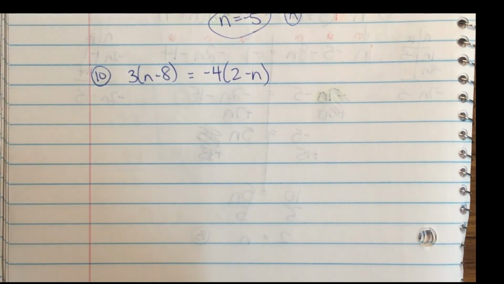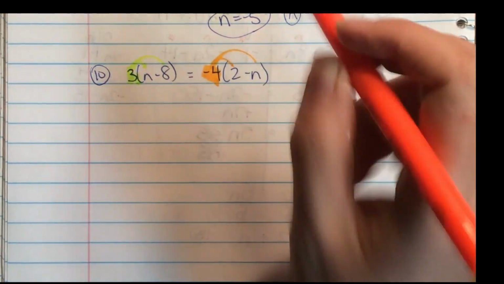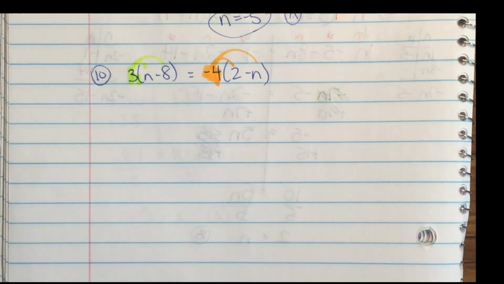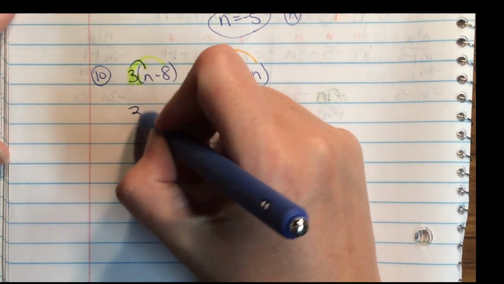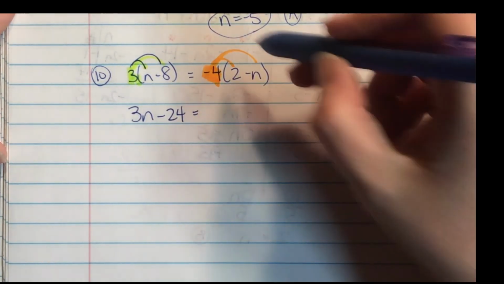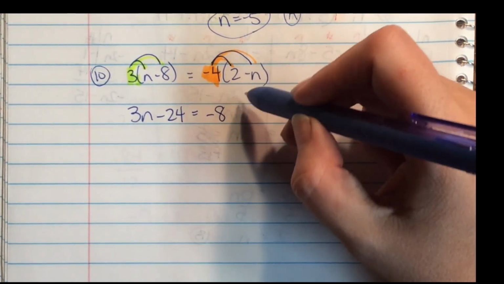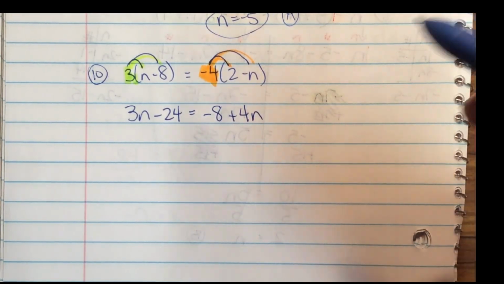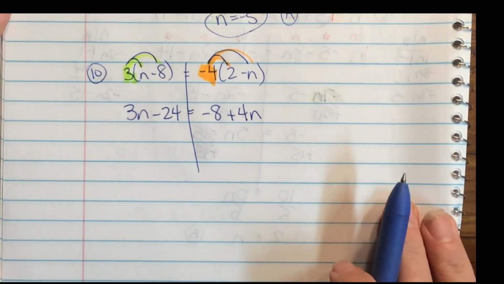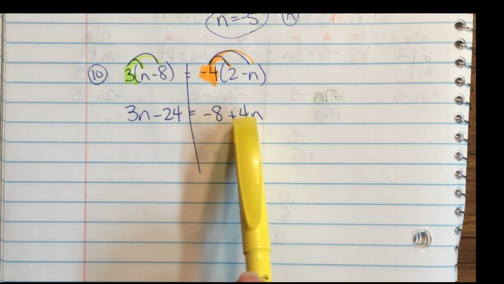All right, we're going to distribute the 3, and we're going to distribute the negative 4. Well, 3 times n is 3n, and 3 times negative 8 is negative 24. Negative 4 times 2 is negative 8, and negative 4 times negative 1n is positive 4n. We're to the point now where everything's combined as it can be. I can't put the n and the 24 together, and I can't put the n and the 8 together.